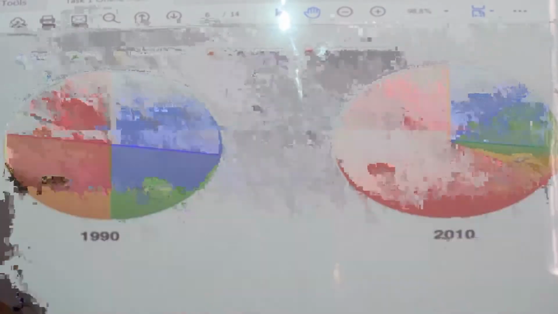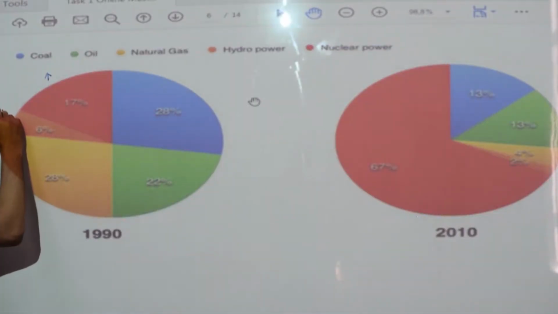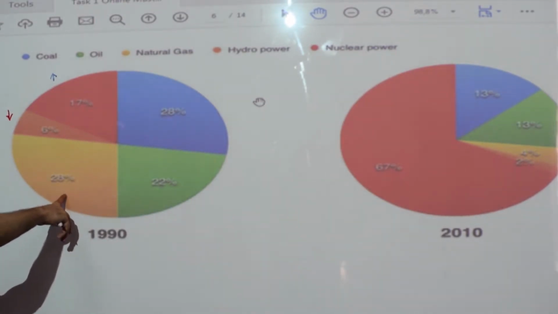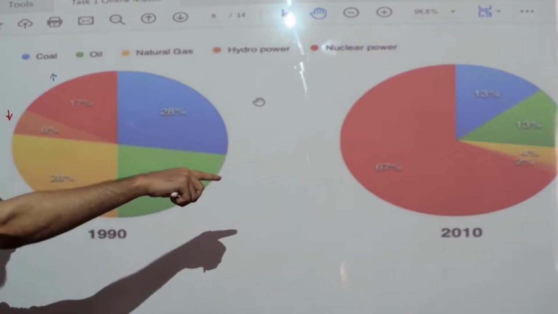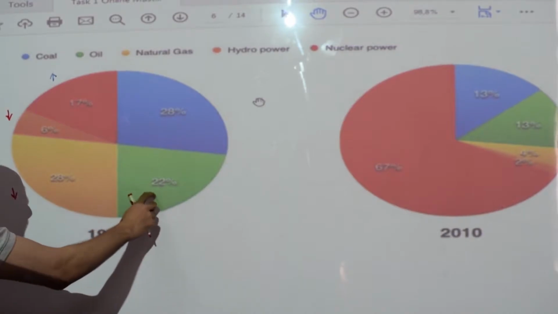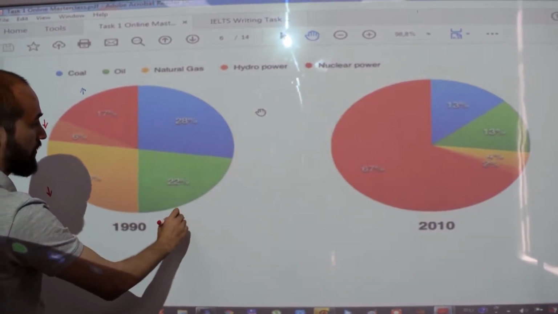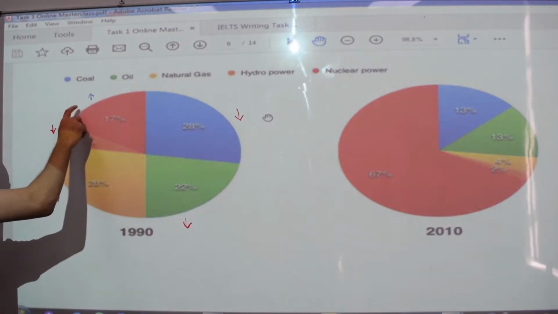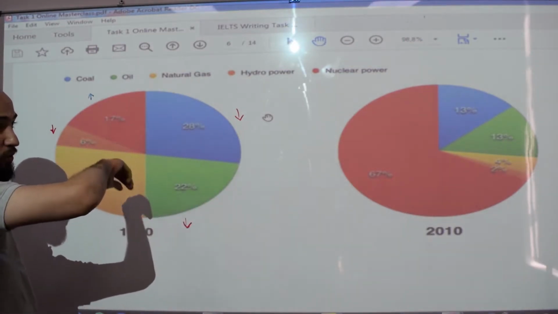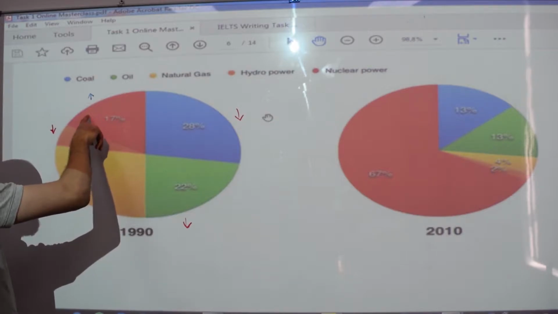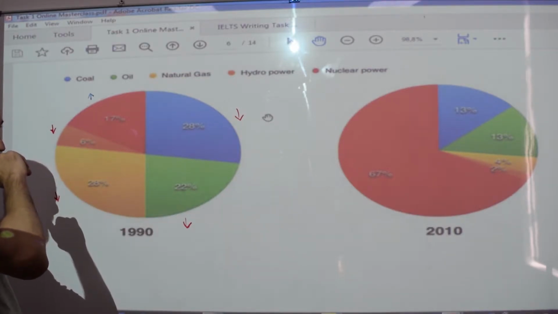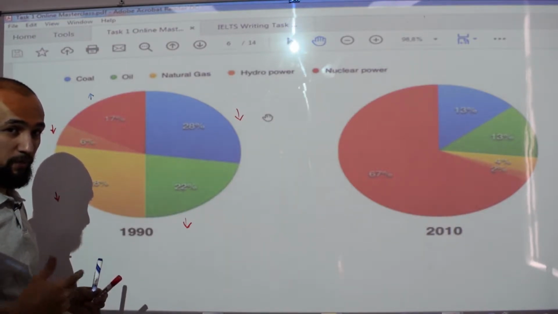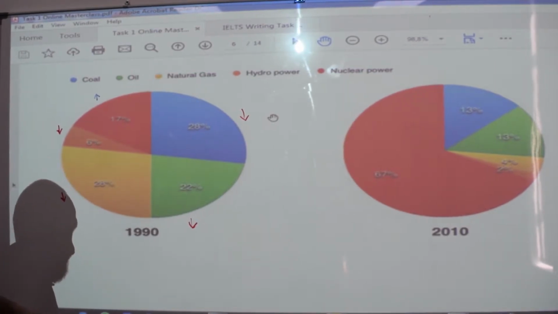And then hydropower, 6%, 2%. What happened? Decrease. Good. And next one, natural gas. That's 28%. What happened? Dropped to 4%. Decrease. Green one, 22, 13. Decrease. 28, 13. Decrease. That's nuclear power overtook all of them. Look, 17. I would say the percentage just quadrupled, a fourfold increase, by 4 times.